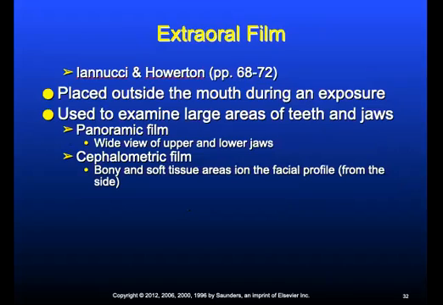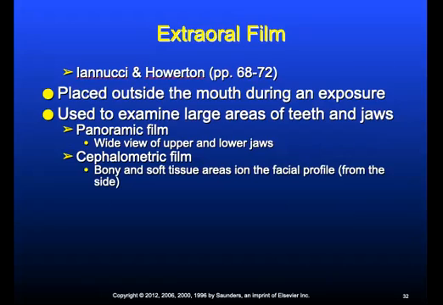All right, an extraoral film. What does extraoral mean? Extraoral means that it is placed outside the mouth during an exposure. This type of film is used to examine large areas of the teeth and jaws. There are 2 types of extraoral films that we're going to be talking about. One is a panoramic film, which is a wide view of the upper and lower jaws, and the other is a cephalometric film, which gives us a picture of bony and soft tissues of the facial profile.